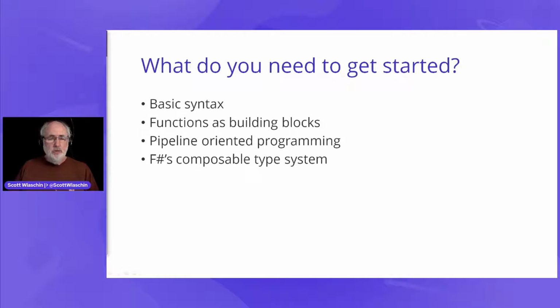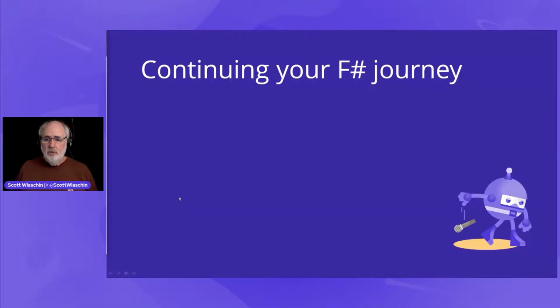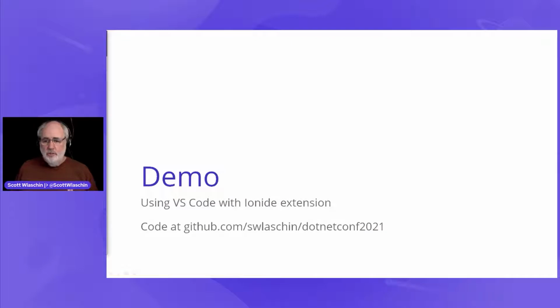Now, F sharp supports all the object-oriented features that C sharp does and object-oriented languages have. But in addition, it has another type system, which is the composable type system, which is really, really good for domain modeling. And I think I can just give you a glimpse of that too. So I am going to go into demo mode now.